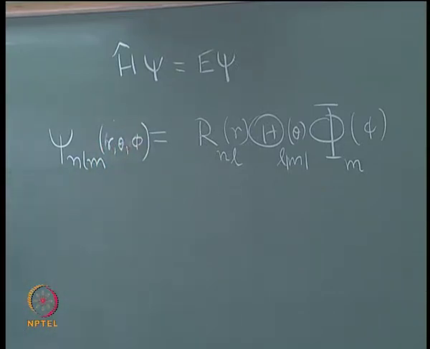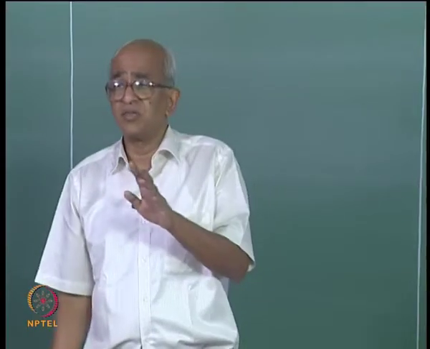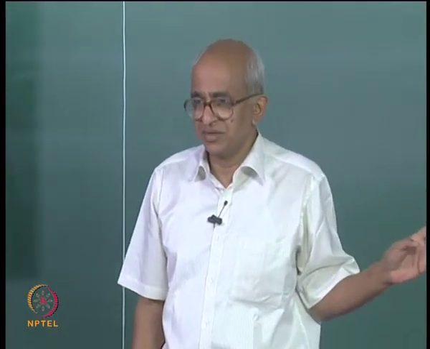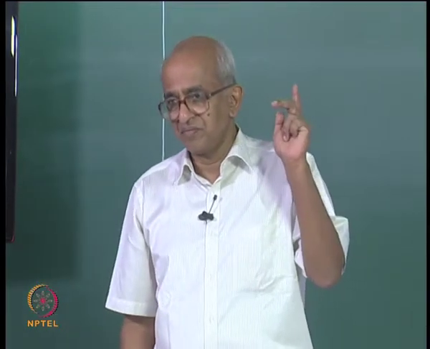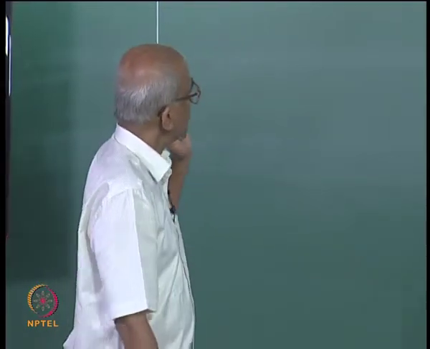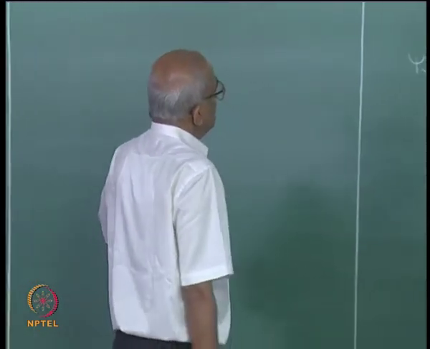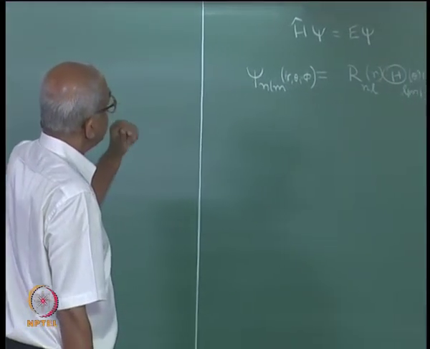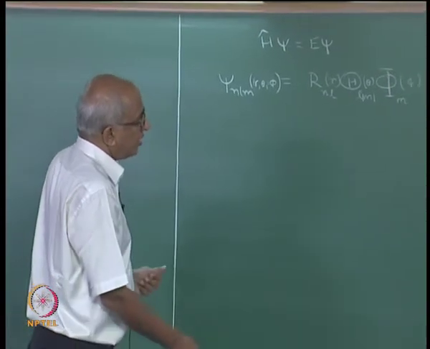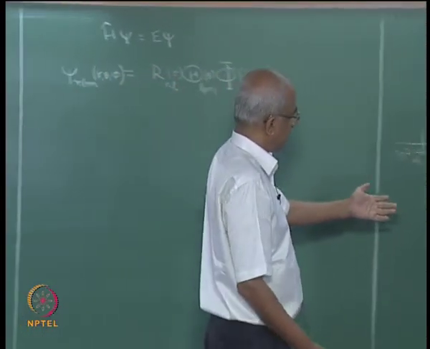Again, I would also like to stress that there are only three quantum numbers that have come out of the solution: only three, n, L and m. Okay. And the allowed energy levels are given by this expression.